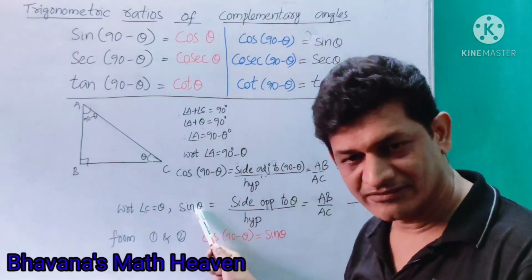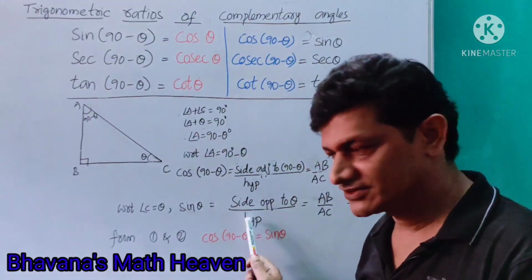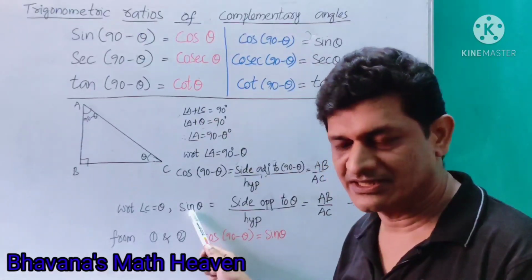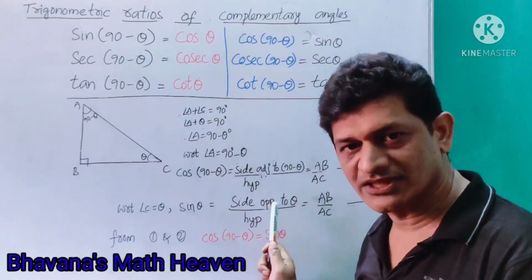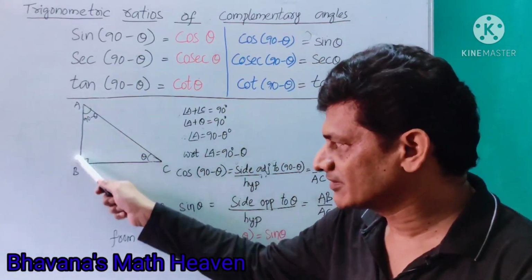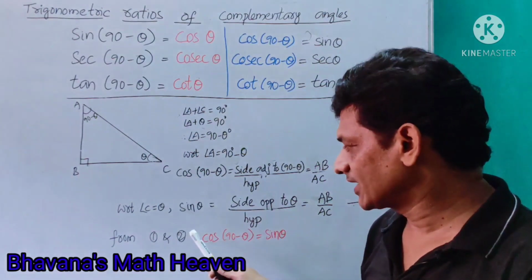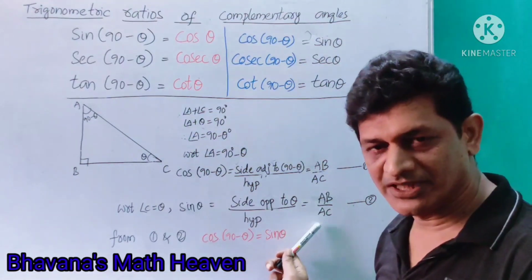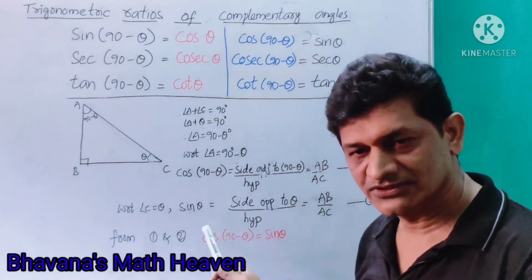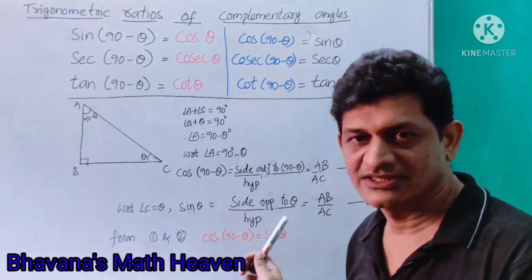Now coming to sine, according to the definition of sine, opposite by hypotenuse. So what is the angle here? Theta. With respect to theta, sine theta equals side opposite to theta by hypotenuse. So what is the opposite side to theta? Opposite side is AB. For theta, opposite side is AB and hypotenuse is AC. So sin theta is AB by AC. Once again check 1 and 2, both are equal here. So that's why we can conclude that cos of 90 minus theta equals sin theta.